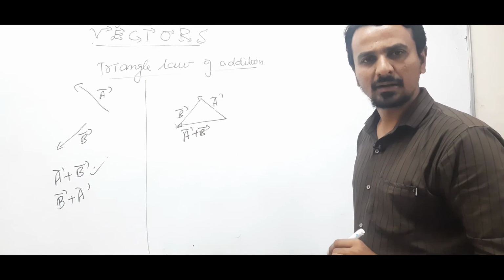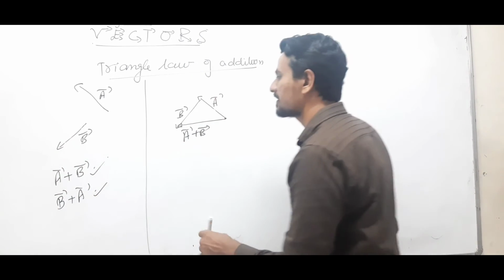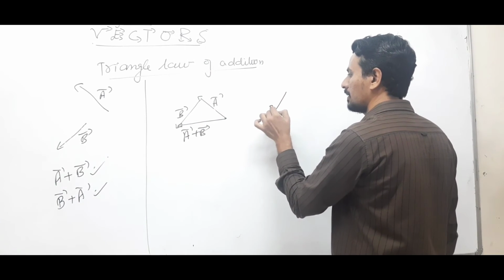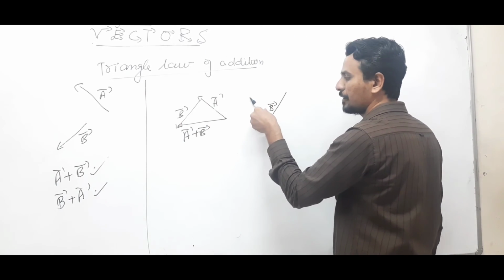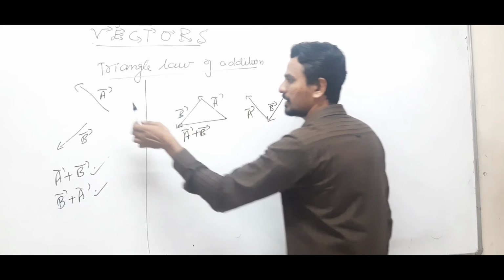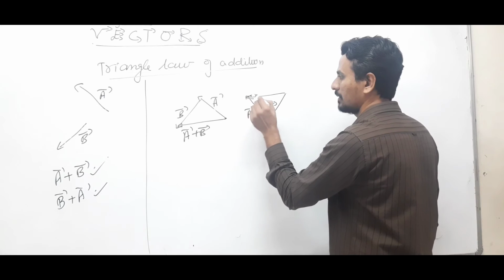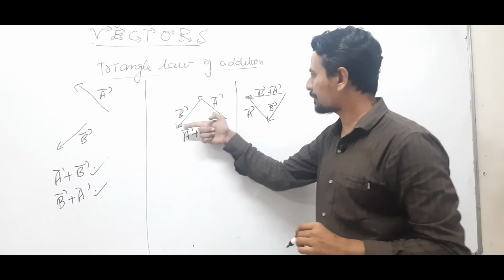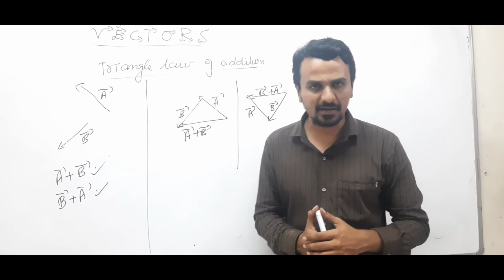Got it? Clear? For the same question, if we have been told to find B plus A, first I will draw the vector B. This will be vector B. This is vector A, which I will draw from the head of vector B. I will place the tail of the second vector on the head of the first vector. Now we will join this. So this is B plus A. Again from the diagram, it is clear that A plus B is equal to B plus A. This is how vectors can be added.